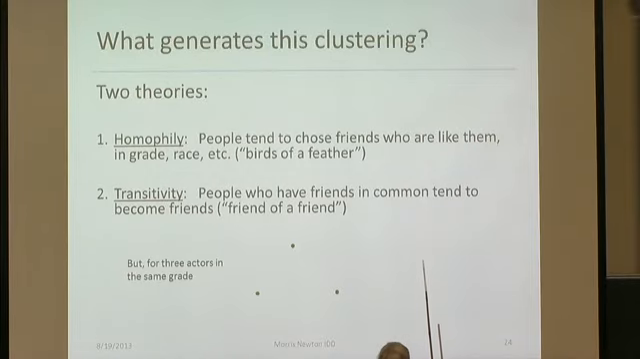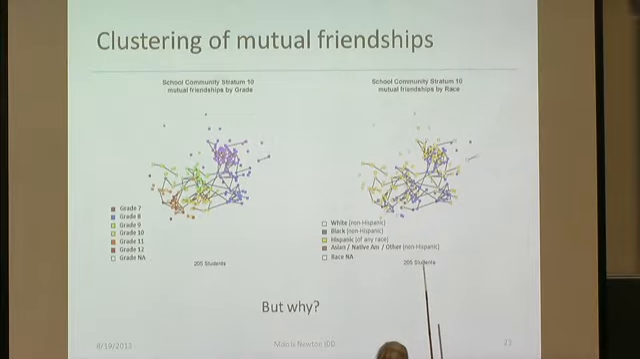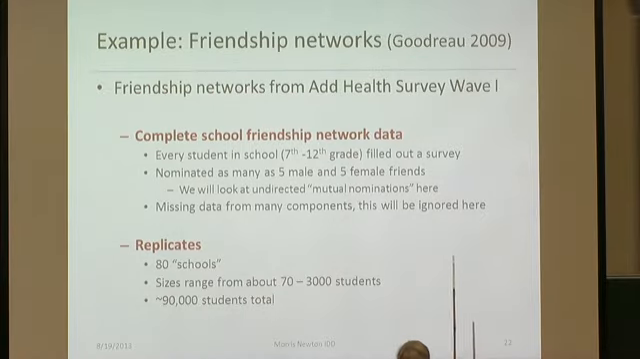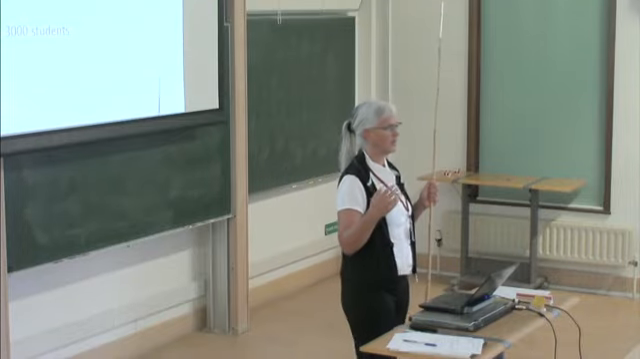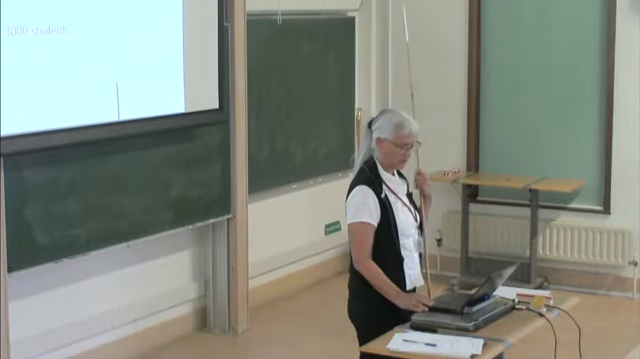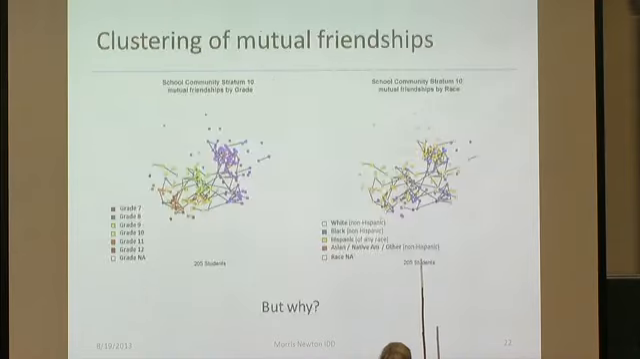So I'm going to give you a sense here of what kind of modeling we do. Well, we do clustering, for example, of mutual friendships. This is real data. It's data from the Add Health study, which is wave 1. There are 90,000 students in it in 80 schools. And in each school, we asked students to nominate their 5 best male and female friends. So here we're looking at the mutual nominations.